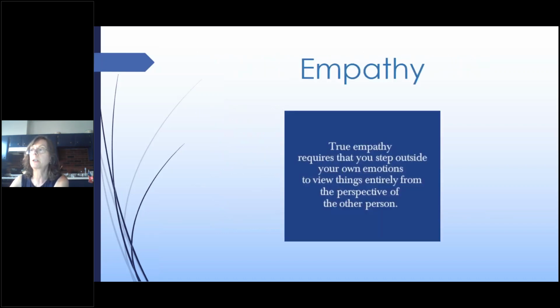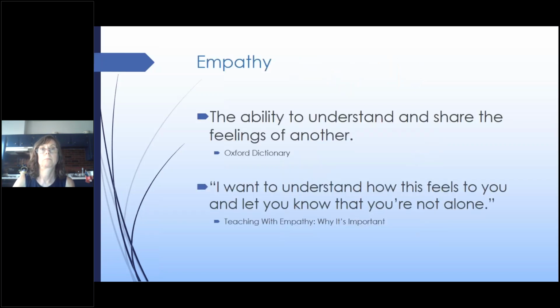So I want to turn a little bit of our attention to empathy. And this topic came up frequently at the Learning Disabilities Conference that I attended. So here is a definition of empathy. True empathy requires that you step outside your own emotions to view things entirely from the perspective of the other person. Here are two other definitions. The ability to understand and share the feelings of another. And, "I want to understand how this feels to you and to let you know that you're not alone."